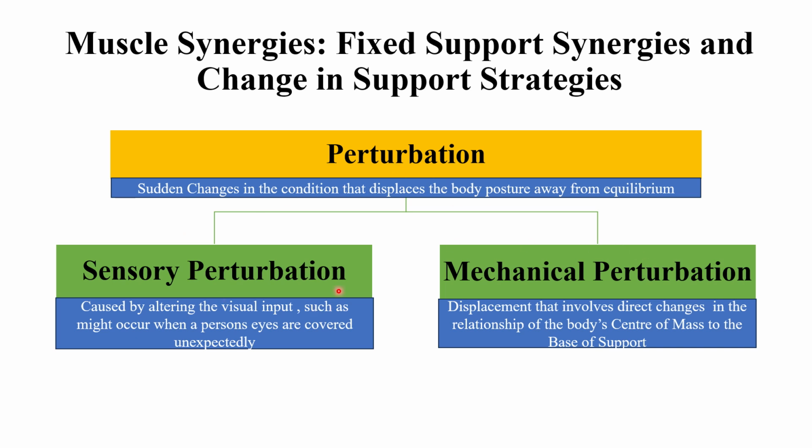Sensory perturbations are what? Suppose a person is standing still and watching something and suddenly has eyes covered unexpectedly, which the person was not expecting, then there can be a sudden change in the body position or equilibrium. That is a sensory perturbation. Likewise, what is a mechanical perturbation? Mechanical perturbation means that if someone is standing still and suddenly someone pushes them from behind, there is a change in the body center of mass. Eventually, the person might step forward or move forward, and there's a change in equilibrium and base of support. That is a mechanical perturbation.